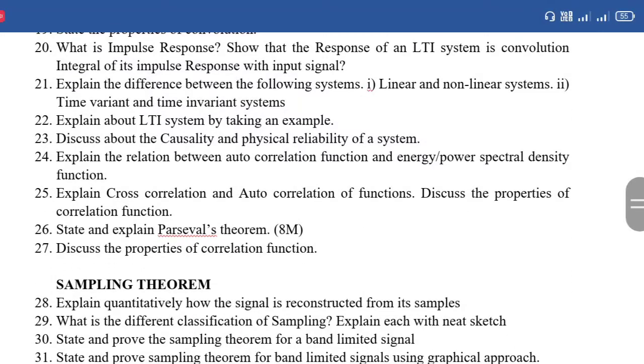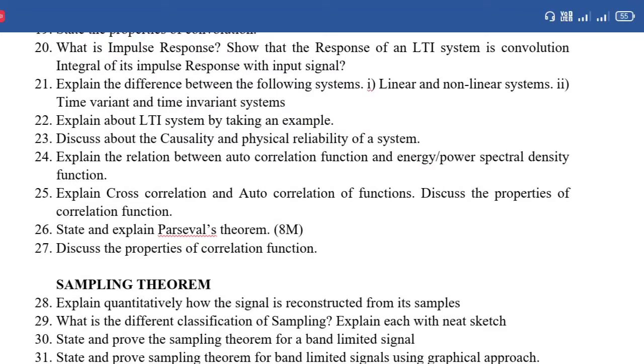Explain the difference between the following systems: linear and nonlinear systems, time variant and time invariant systems. Explain about LTI systems by taking an example. Discuss about the causality and response reliability of a system.